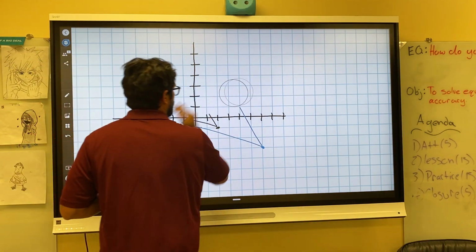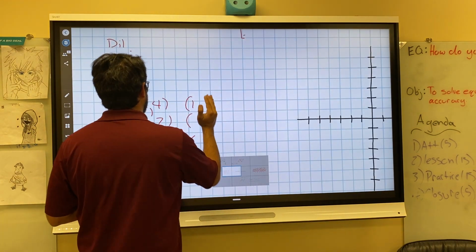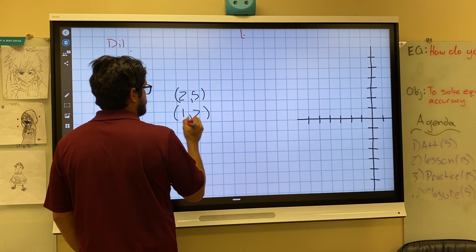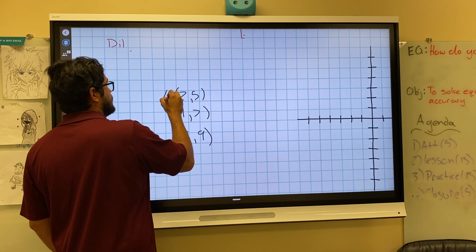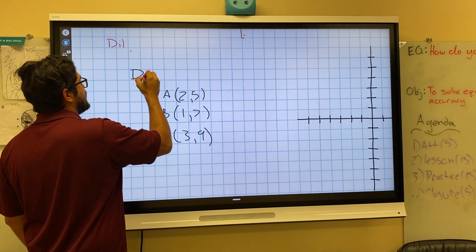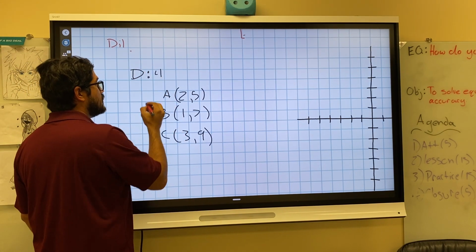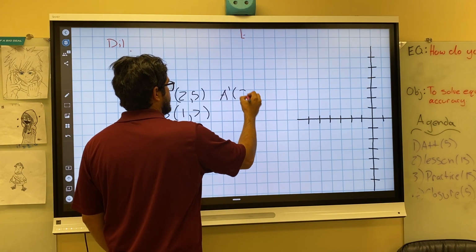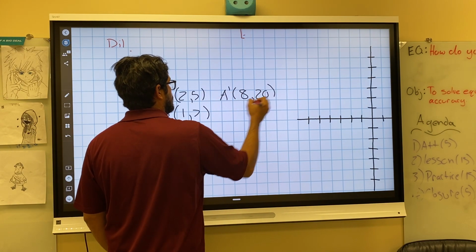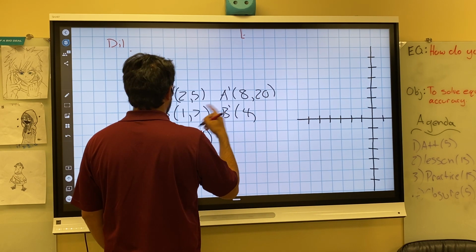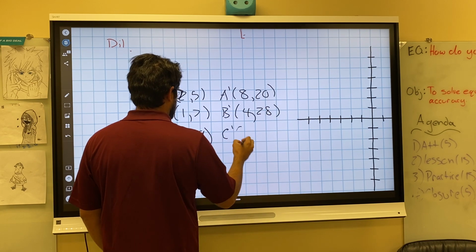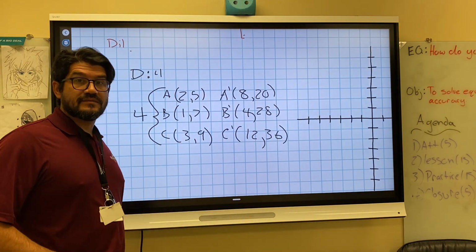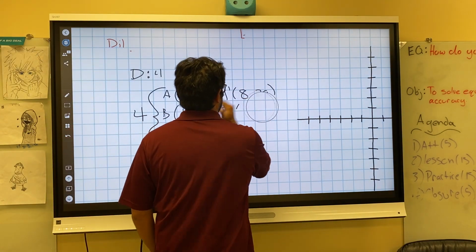Now dilation is a weird thing because it's much easier actually without the graph. So if I had 3 points like 2, 5, 1, 7, 3, 9, right? Let's say I have all 3 of these points. And I say, I want a dilation of 4. Well, all I would have to do is multiply everything by 4. So A prime would end up at 8, 20. B prime would end up at 4, 28. C prime would end up at 12, 36. And then you're done. Okay, so actually, off of the graph, it's actually much faster.